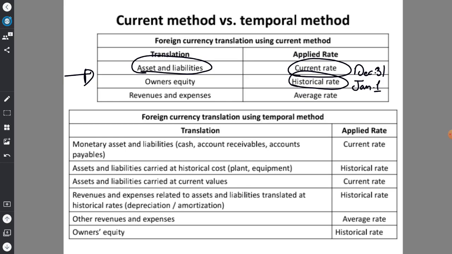Then I'm going to apply for revenues and expenses average rate.